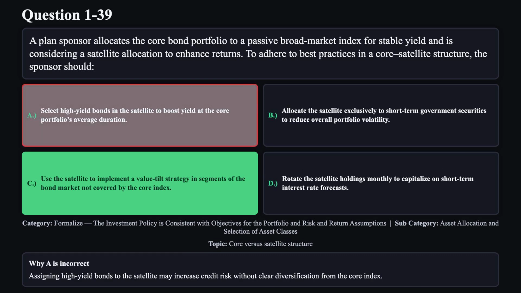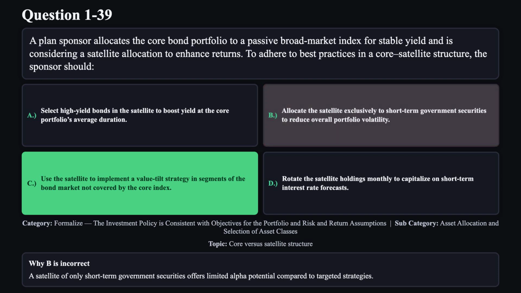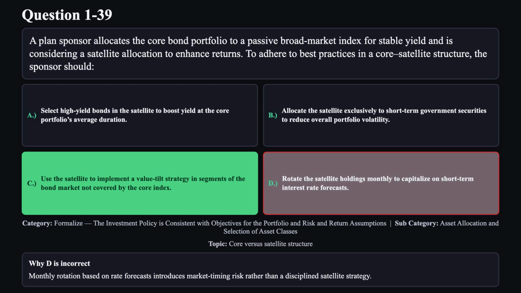Reason A is not correct. Assigning high-yield bonds to the satellite may increase credit risk without clear diversification from the core index. Reason B is not correct. A satellite of only short-term government securities offers limited alpha potential compared to targeted strategies. Reason D is not correct. Monthly rotation based on rate forecasts introduces market timing risk rather than a disciplined satellite strategy.